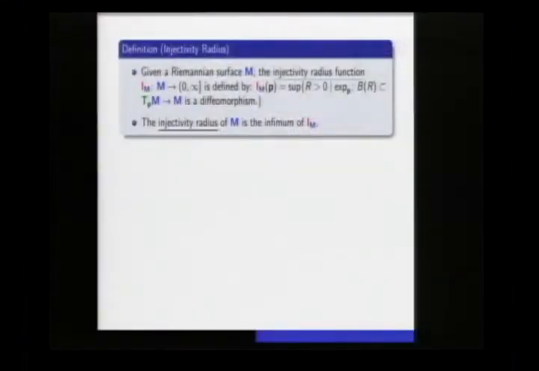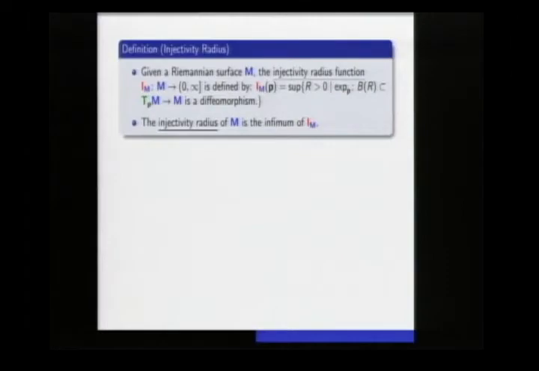So anyway, for each point, you can look at the biggest radius that works. You can look at the biggest radius such that that disk projects down as a diffeomorphism to the surface. That's called the injectivity radius at the point. And as you move around, you can do this for each point, and you can take the sup over all points. Okay, that will give you what's called the injectivity radius.